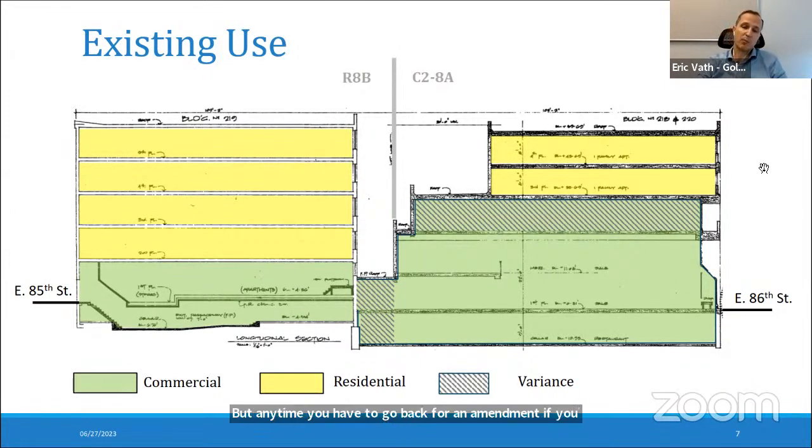But a BSA variance is granted based on certain hardship findings about financial return. So they made those findings in 1977. Thank you.